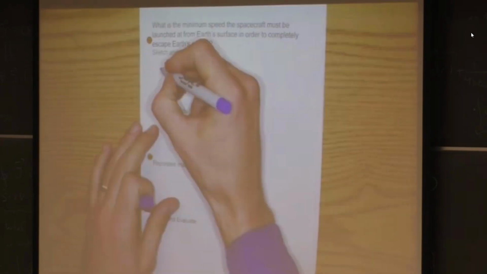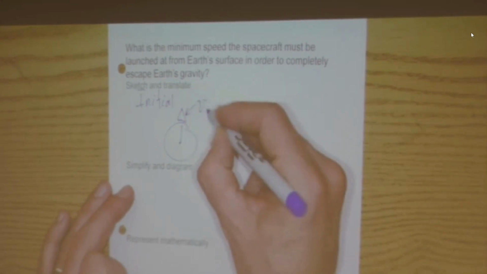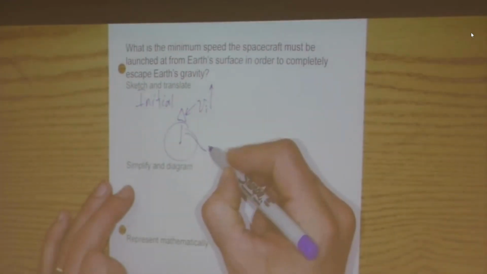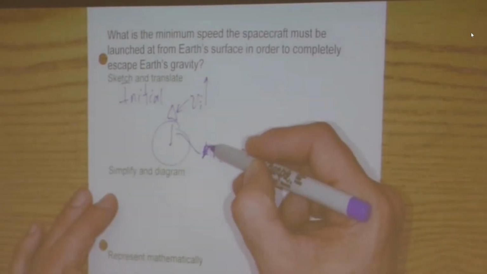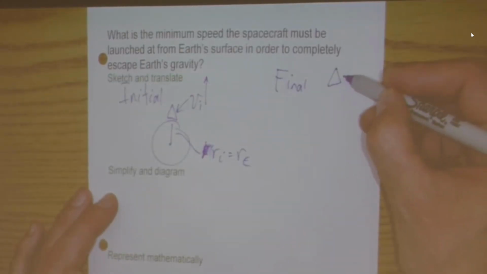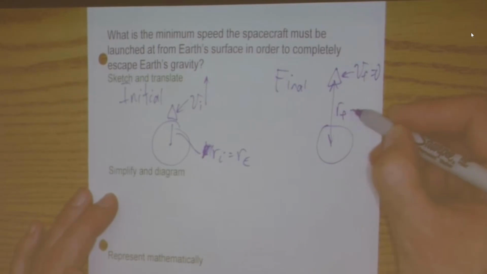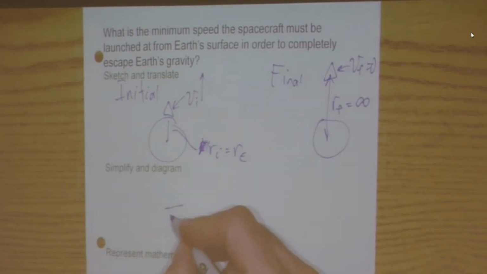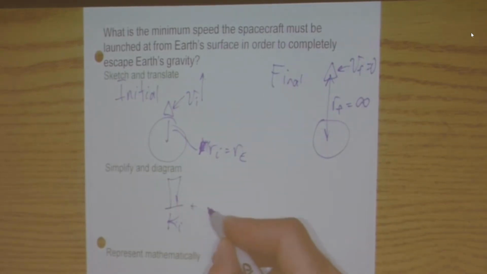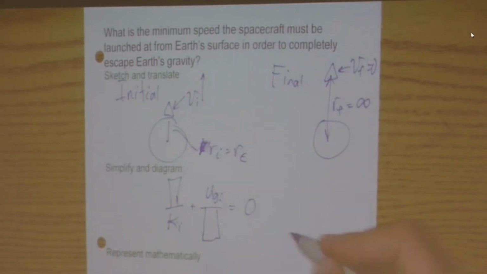So initially, it starts on the Earth with some V initial, going up. And R initial is equal to the radius of the Earth, the distance from your rocket to the center of the Earth. And then finally, your rocket is out here at infinity, where V final is equal to 0, and R final is equal to infinity. This diagram is not to scale. Just imagine it's infinite. So the energy diagram step looks like this. The K initial is high, and then plus the UG initial is low. You add them up, and you get 0. This is the stop part.